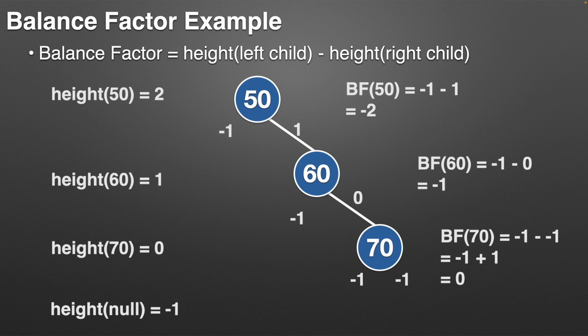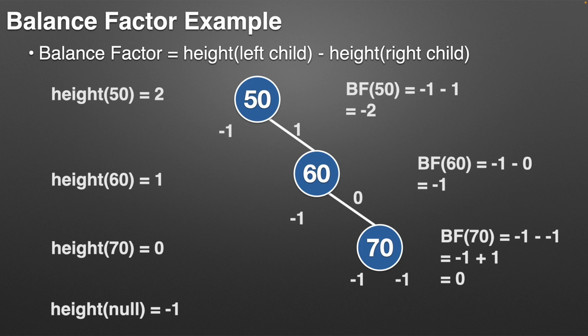So if we look at this node 70 here, and we look at the height of its left child and the height of its right child, well, they're both null, which we decided would be -1. And so that gives us -1 minus -1, -1 plus 1, and gives us a balance factor of 0. And if you remember, we said as long as the balance factor is not greater than 1 or less than -1, we're okay. We consider it balanced.